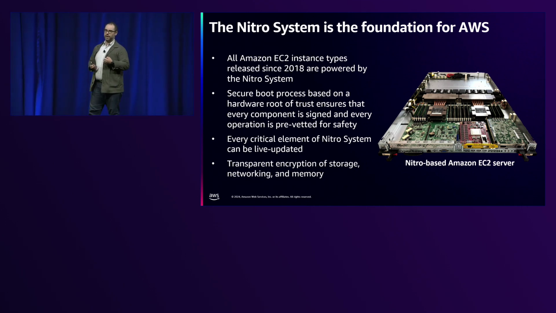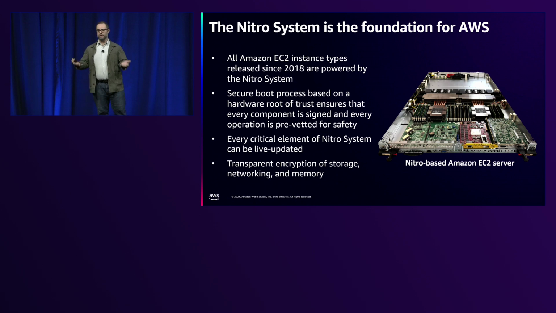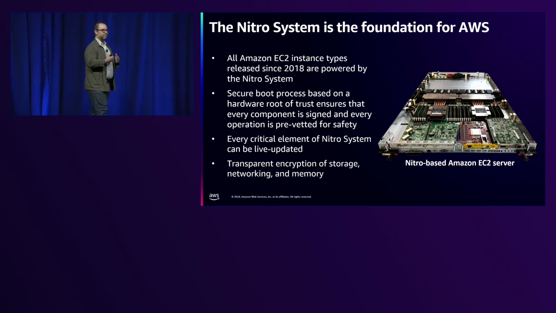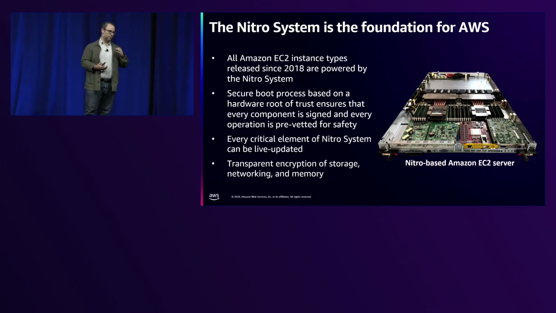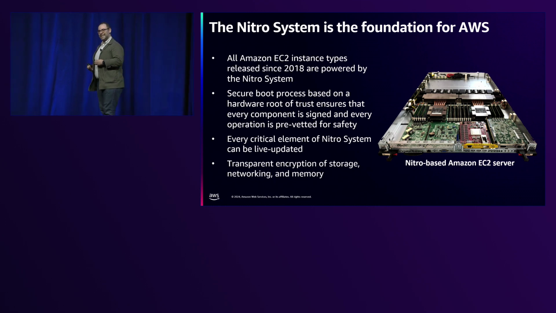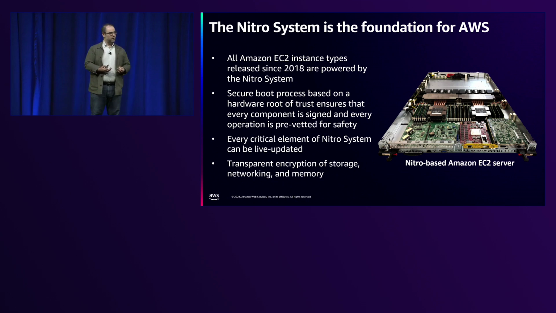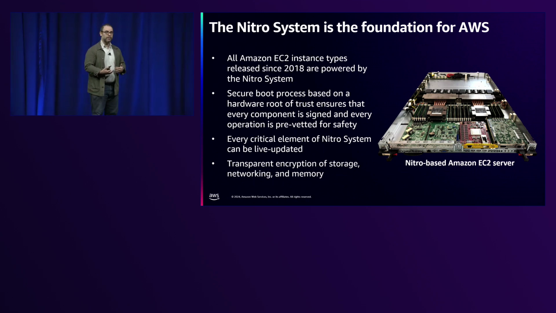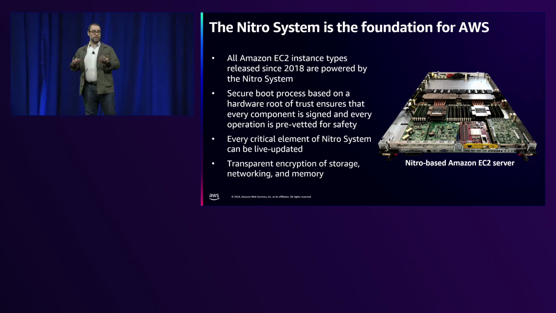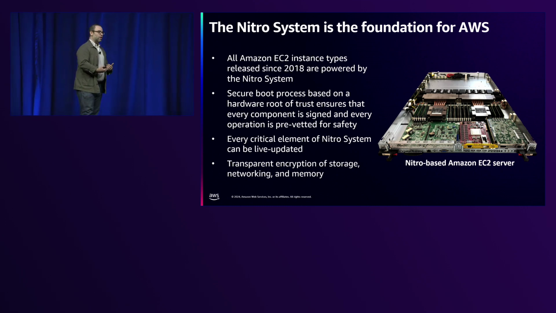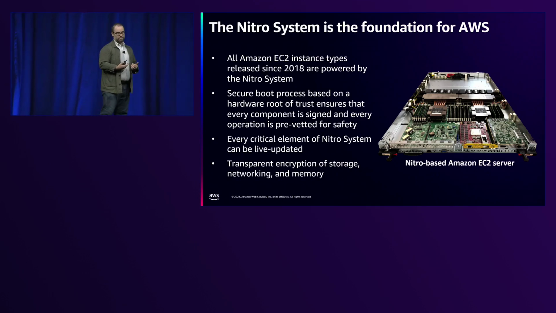And it allows us to achieve an incredibly strong security foundation for our customers to build their architectures on top of. The Nitro system powers every EC2 instance that's been released since the beginning of 2018. It follows a strong hardware-based root of trust with a secure boot process. It's been designed to allow us to update every critical component of the Nitro system with minimal or generally no impact on a customer's workload. This means that this infrastructure can be maintained, patched, and secured without ever needing to impact a customer. And lastly, it also allows us to provide transparent line rate encryption of storage, networking, and memory.